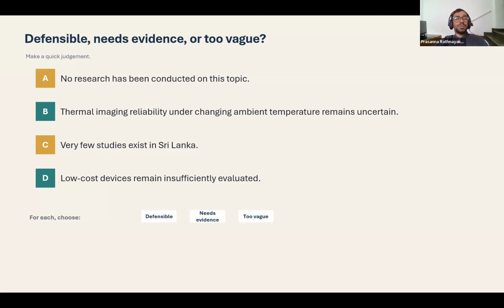All right. Let us move to statement D. Low-cost devices remain insufficiently evaluated. Is it defensible? Does it need evidence? Is it too vague?